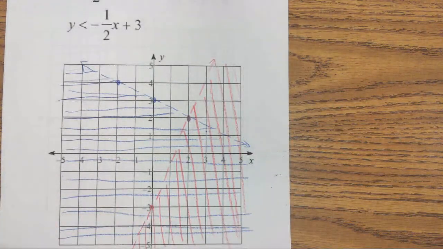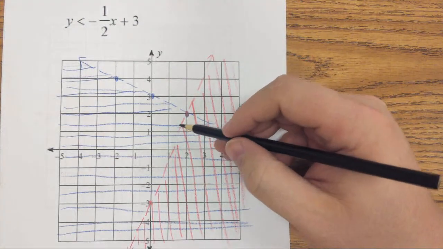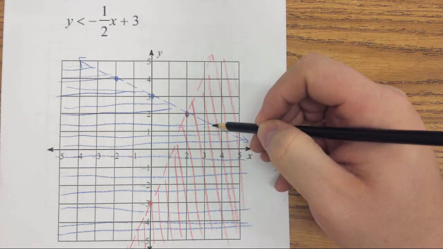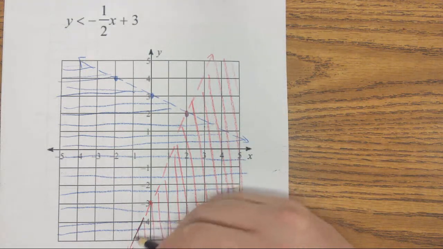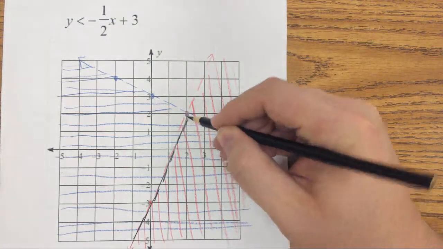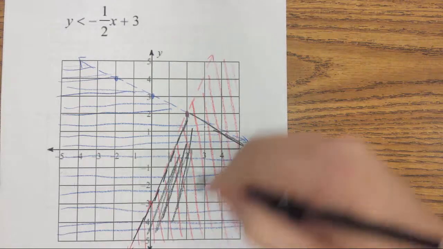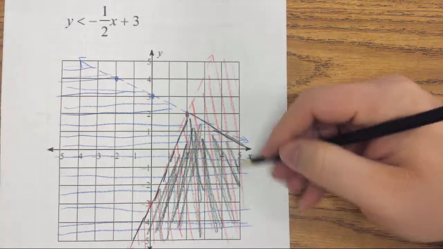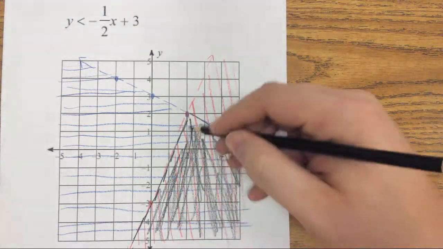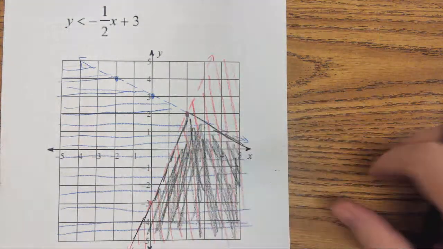So now I can see where these are overlapping. The blues are running this way, running into this point. The reds are running down this way. So where they overlap is right in here. This is my solution area, right in here. Okay. There's my solution, just where the two overlap.